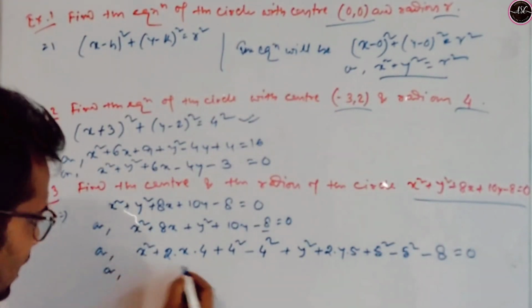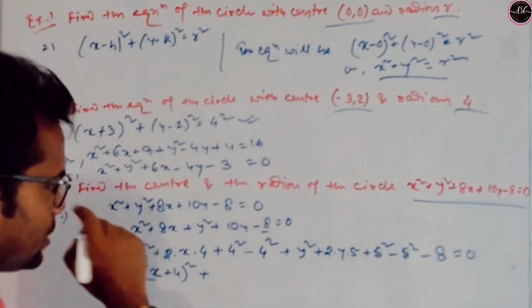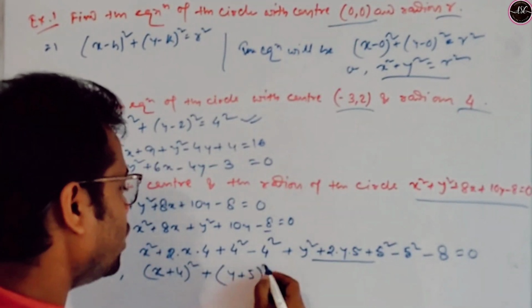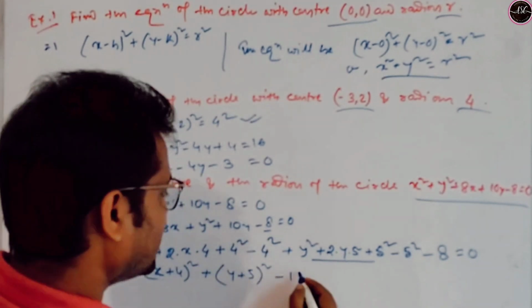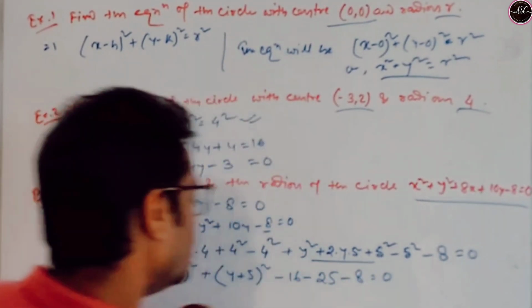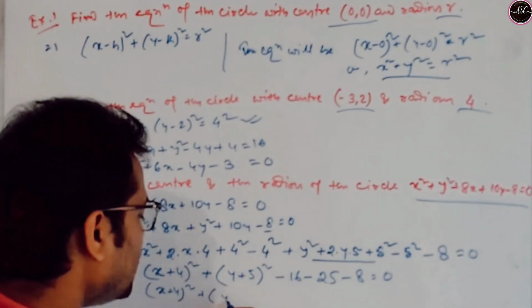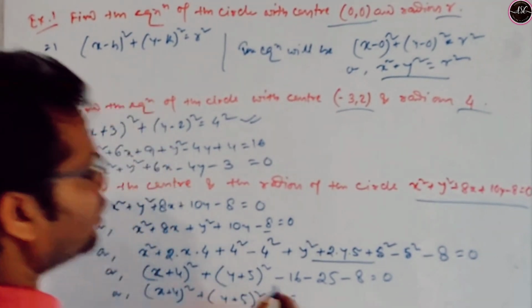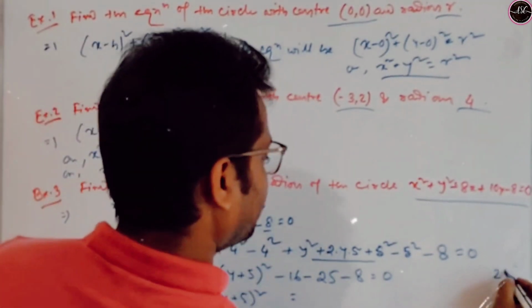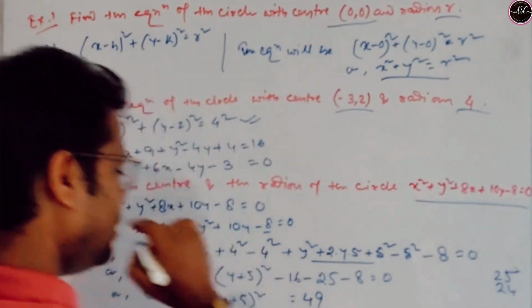So this will be x plus 4 whole square plus this will be y plus 5 whole square, and here this is minus 16, this is minus 25, this is minus 8 equal to 0, or x plus 4 whole square plus y plus 5 whole square equal, here if we take to this part, that will be 25 plus 24, that means 49, okay.